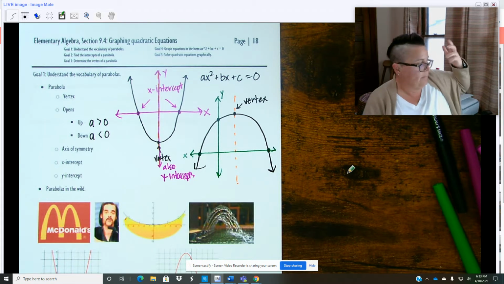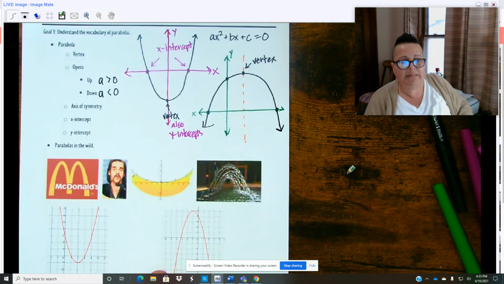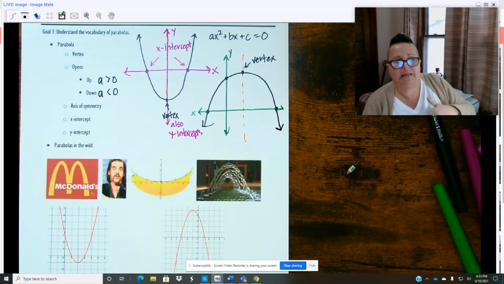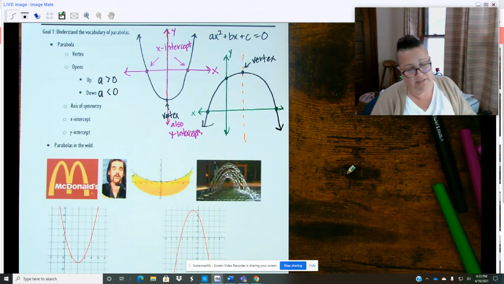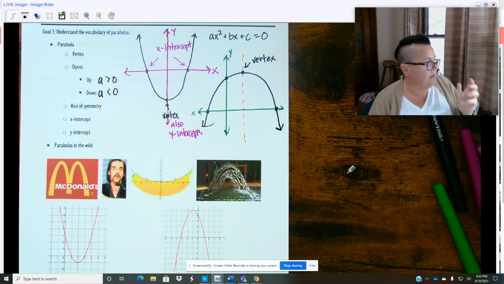Right? Now, you will sometimes see parabolas in the wild. Parabolas in the wild still have that same basic shape. The McDonald's arches are a great example of parabolas that face down. It's two parabolas next to each other. They have a nice symmetry with each other and then within each other. So that's an example of a parabola in the wild.